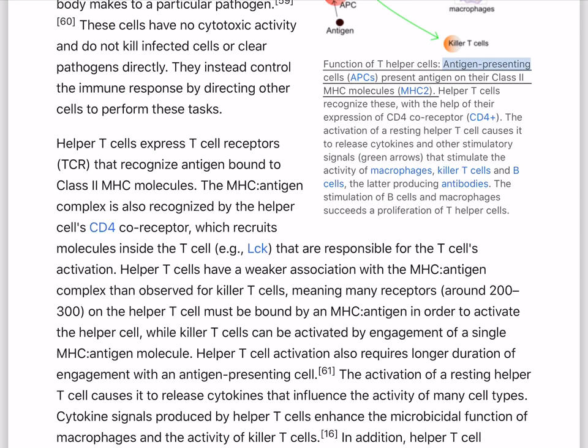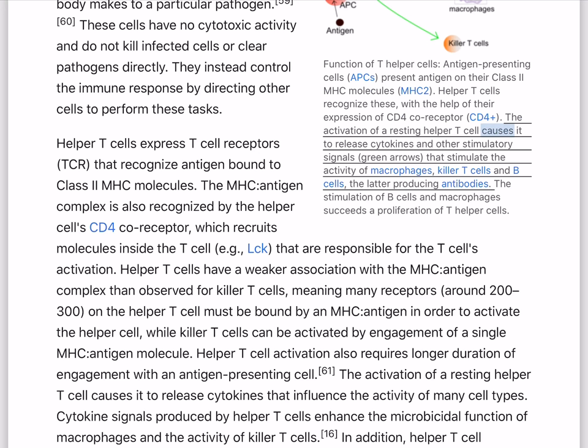Antigen presenting cells, APCs, present antigen on their class II MHC molecules, MHC II. Helper T cells recognize these, with the help of their expression of CD4 co-receptor, CD4+. The activation of a resting helper T cell causes it to release cytokines and other stimulatory signals, green arrows, that stimulate the activity of macrophages, killer T cells, and B cells, the latter producing antibodies. The stimulation of B cells and macrophages succeeds a proliferation of T helper cells.